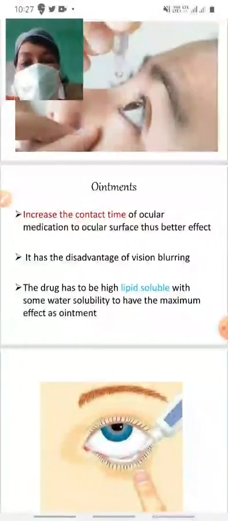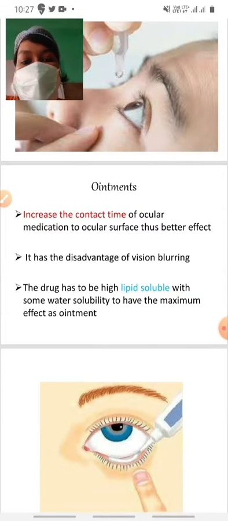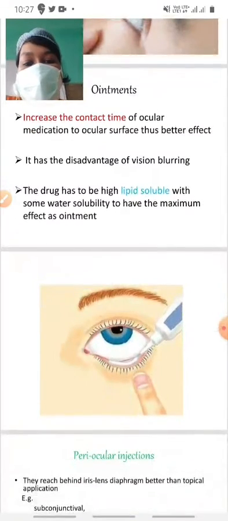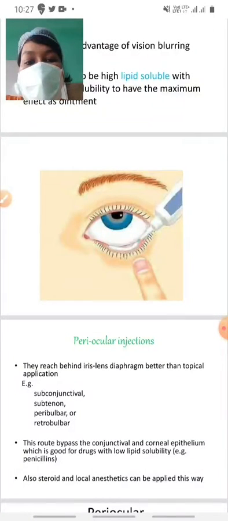Next, coming to the ointments. These increase the contact time of the ocular drug, because it is lipid based and more viscous, but it has the disadvantage of visual blurring. So this is how we give the ointment. We pull the lower lid forward and put the ointment.